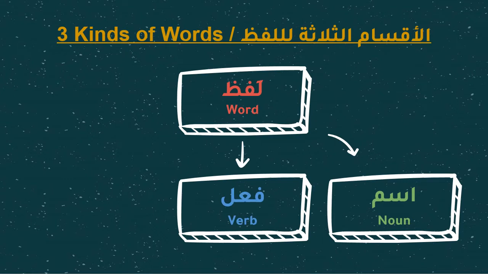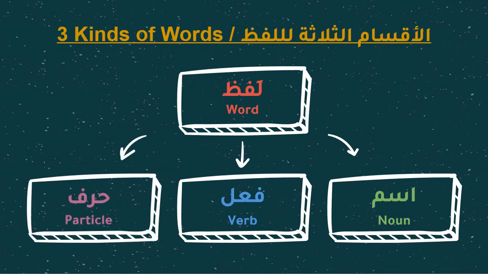The second kind is fi'l, or verb. Third kind is harf, particle. So all the words in the Arabic language are either nouns, verbs or particles.